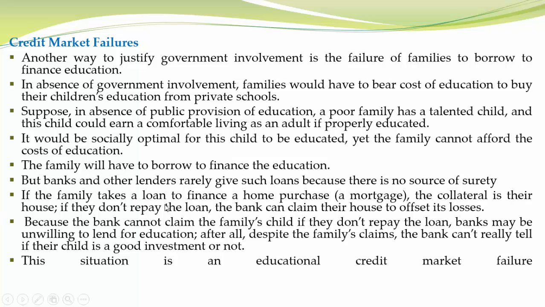If the family takes a loan to finance a home, that is a purchase mortgage, the collateral is their house. The security is their house, the surety is their house. If they do not repay the loan, the bank can claim their house to offset its losses. But the bank cannot claim the family's child if they do not repay the loan.